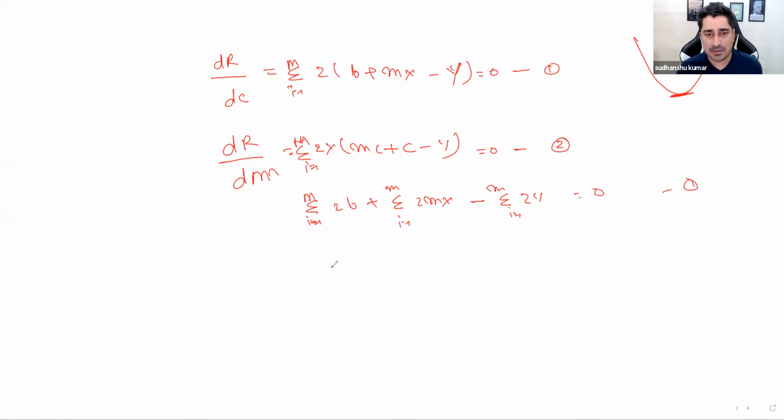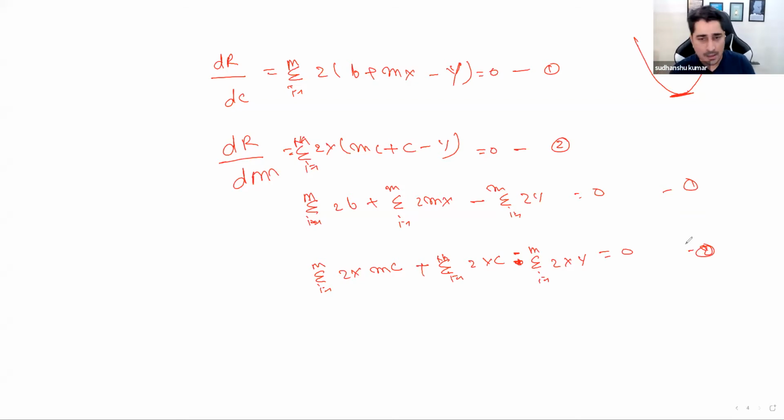And then the second equation says summation of i equals 1 till m, 2xmc, and then summation of i equals 1 till m, this will become 2xc, plus summation of i equals 1 till m, 2xy. It will be minus, negative symbol, is equal to 0. Equation number 2 I have already converted. The same equation, I'm just trying to break it down, nothing else.